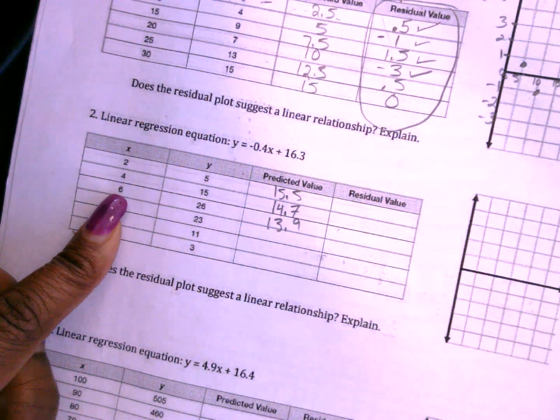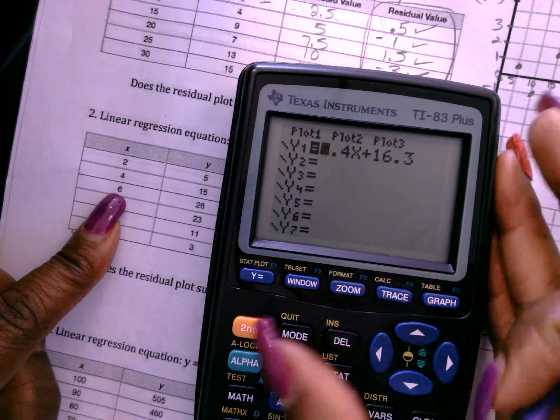Oh my God, did I type that equation in right? It's weird, isn't it? Yeah, it's right, but it's looking terrible, isn't it?